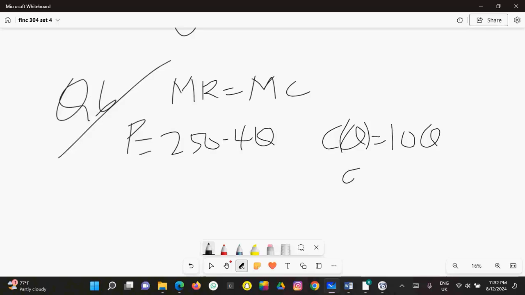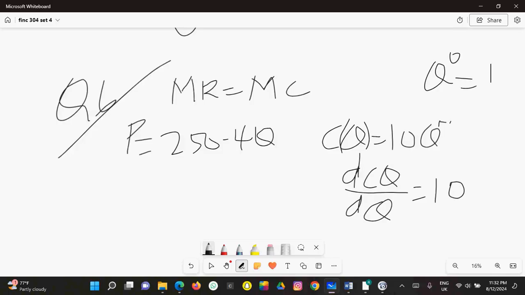The marginal cost here is equal to the derivative of TC with respect to Q, which is going to give us 10. This is because Q is raised to the power 1. That 1 will come and multiply 10. Then we subtract 1 from the power, and we are left with Q raised to the power 0, which is equal to 1. So 1 times 10 gives us 10. That's why we are getting 10 here as the MC.